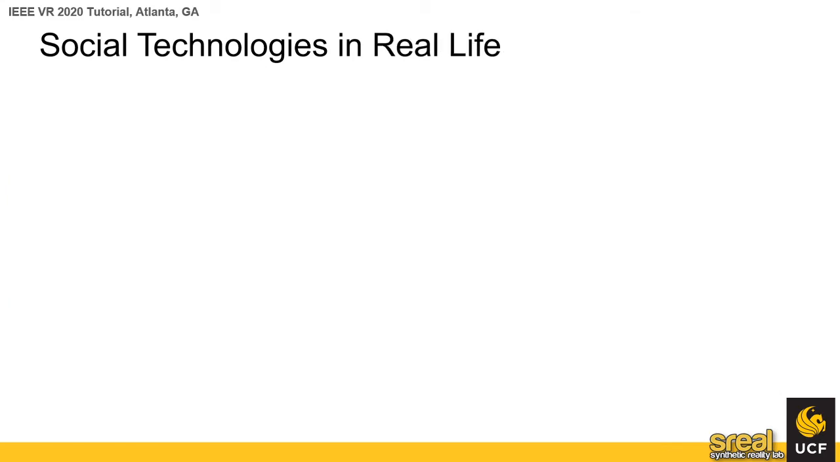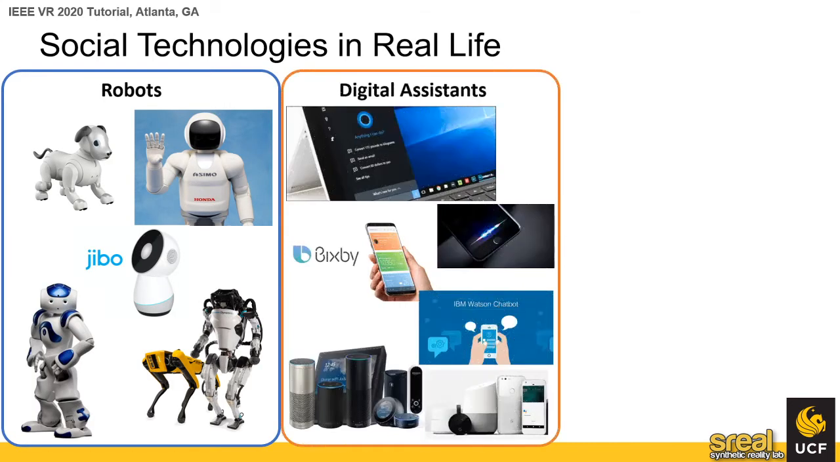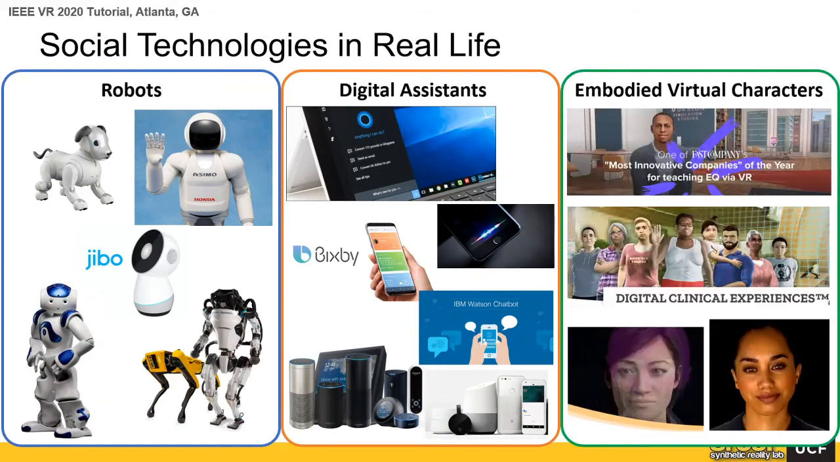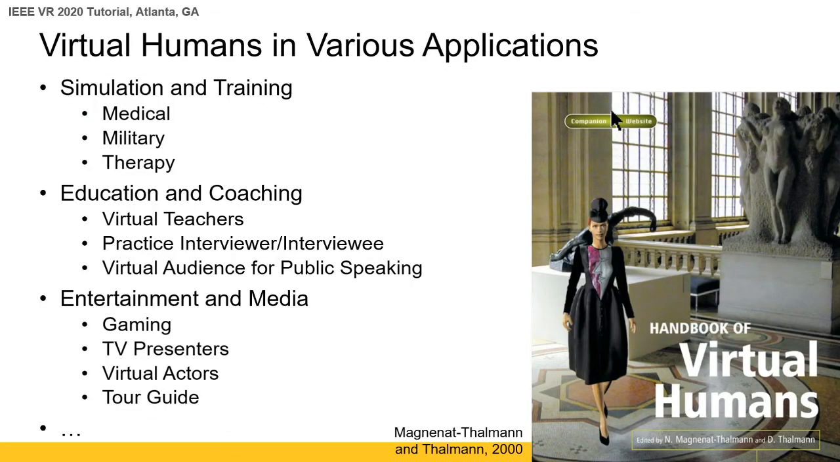Nowadays, these social technologies are becoming part of our lives. For example, robots, digital assistants, and embodied virtual characters. In our tutorial, we'll focus on the embodied virtual characters, particularly virtual humans. Virtual humans have been used in various applications like simulation and training, education, or entertainment, and so on and so forth. Here we'll briefly give you some examples in the following slides.